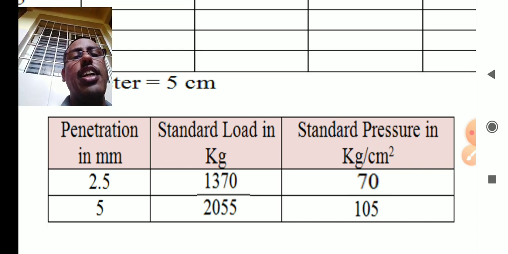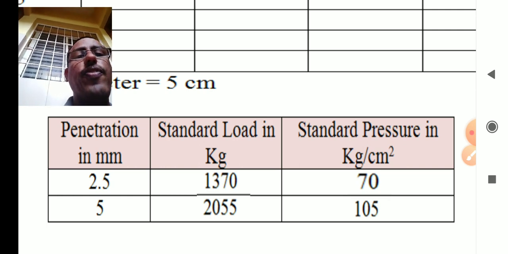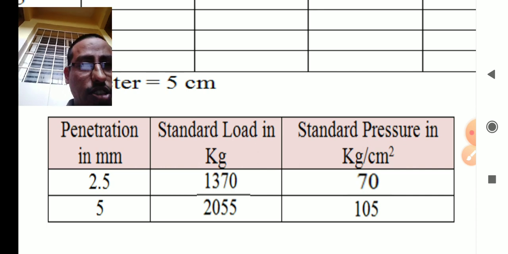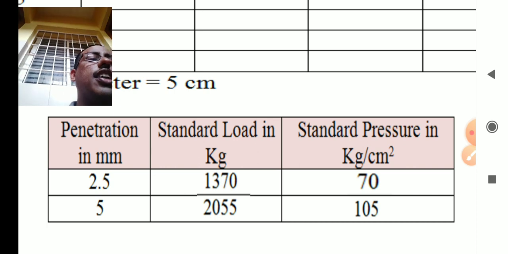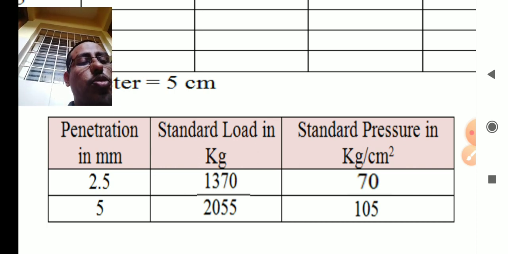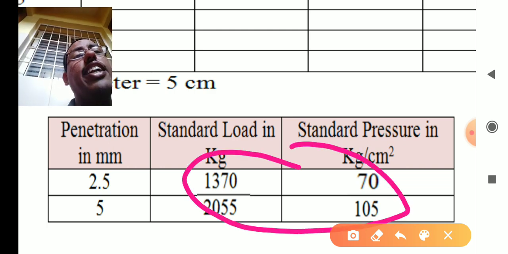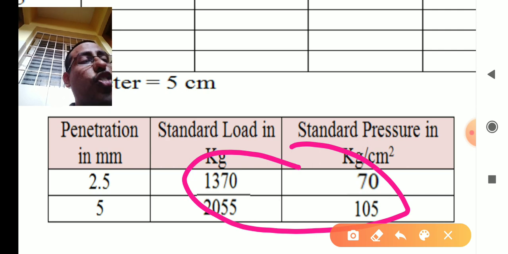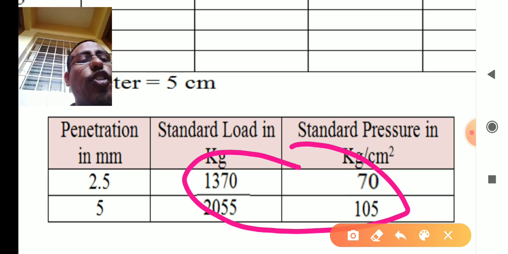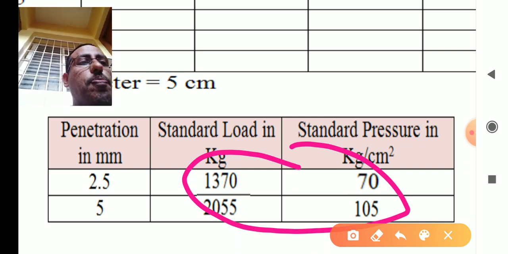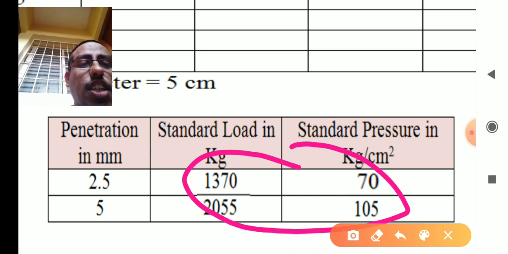This is the standard chart given in the IS code. For 2.5 mm penetration, the standard loading is given as 1370, and similarly the pressure is given as 70. Similarly, for 5 mm penetration, 2055, and similarly the pressure is given as 105. On what basis are these values given? For standard aggregates, experiments were conducted. After fully compacting the standard aggregates and conducting the experiment, they got these values. Based on those values we are comparing our soil to standard aggregates. So these are the standard load value and standard pressure value.